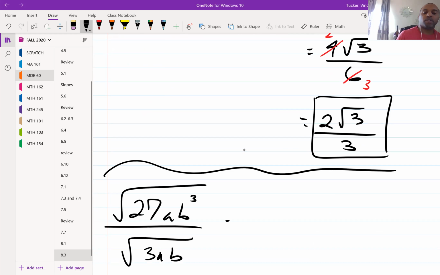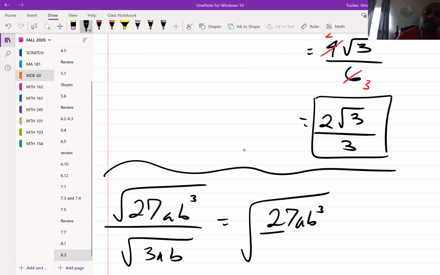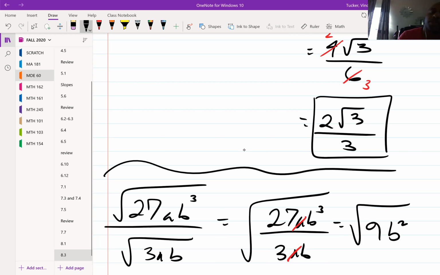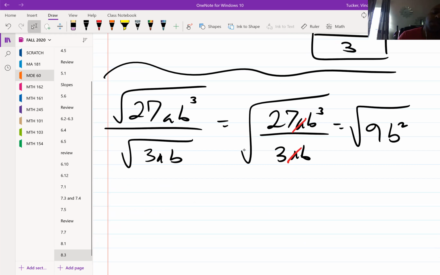So here is an example of both terms being under the radical. So I could rewrite it this way and then cancel out. 27 divided by 3 is 9. A's cancel. And then b cubed over b is b squared. Square root of 9 is 3. And the square root of b squared is b.